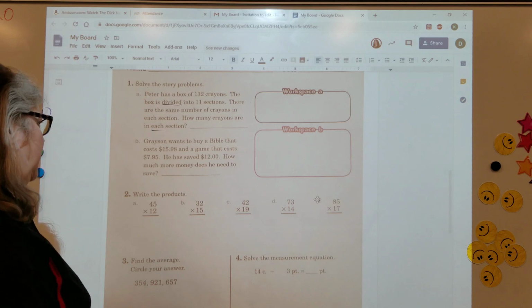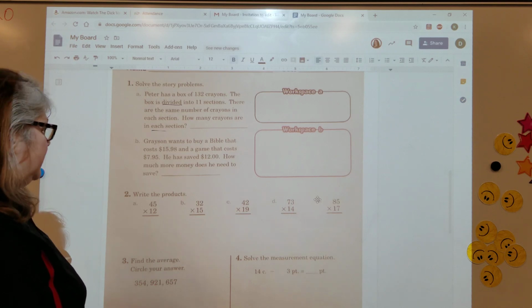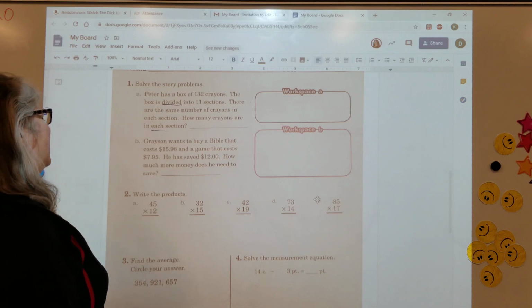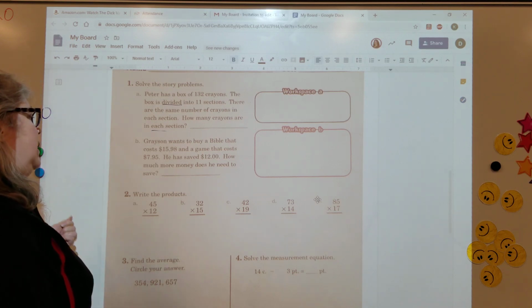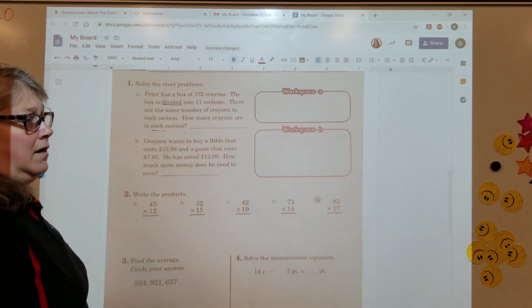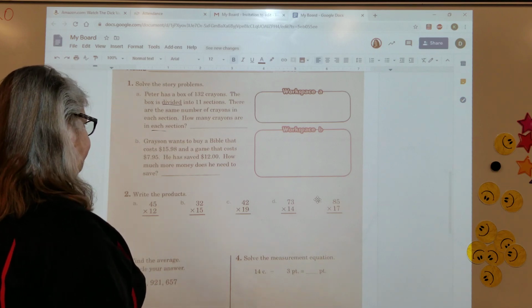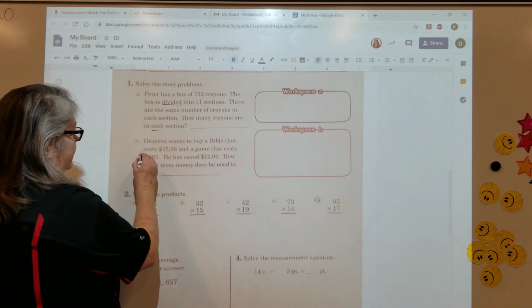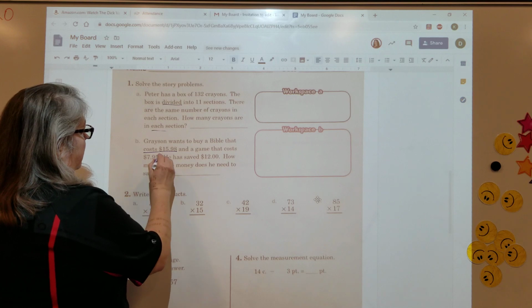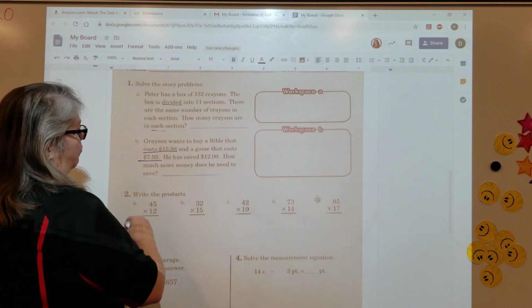Let's look at this one. Grayson wants to buy a Bible that costs $15.98 and a game that costs $7.95. He has saved $12. How much more does he need? All right, so this is a twofer. Okay, we have more than one step. First, we see the cost. Here's how much it costs. This is how much the Bible costs, and here's how much his game costs. So this is what he wants to buy.